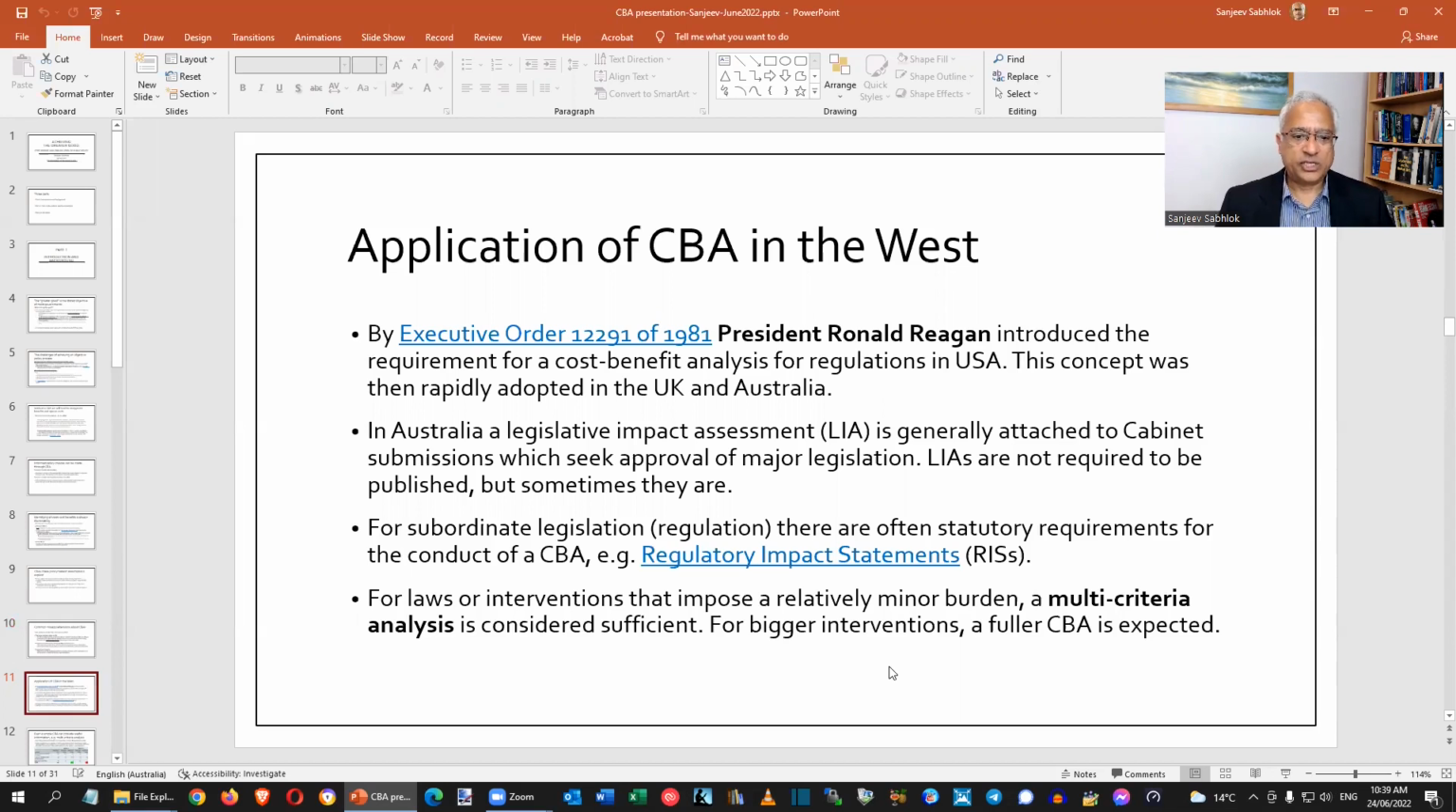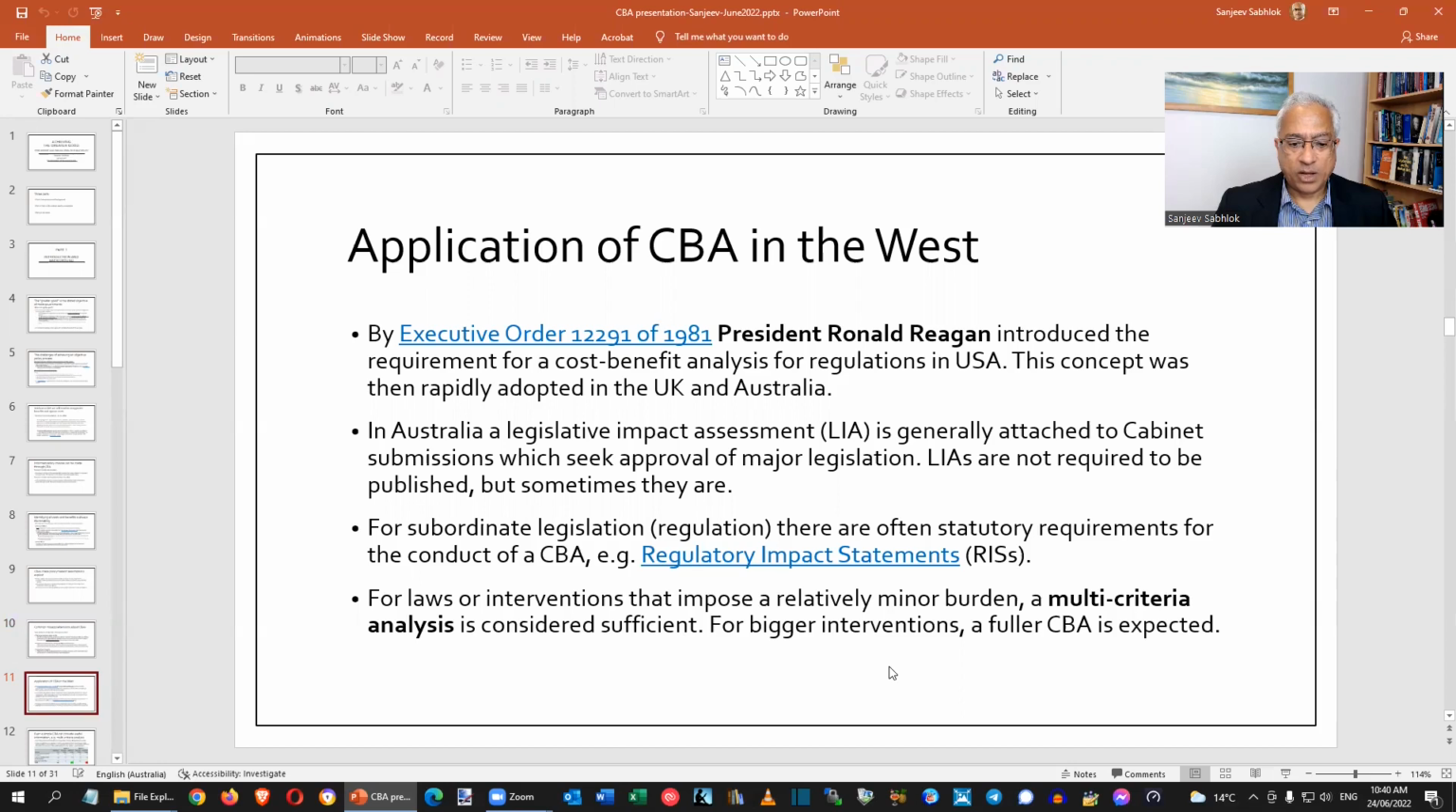In Australia, a legislative impact assessment or something of the sort is attached to a cabinet submission. Whenever there is a major policy change or a legislation, there is a LIA attached. A LIA is nothing but a cost benefit analysis, but it's not required to be published. Sometimes they are published, but just keep in mind that it's a big failure that we don't publish the cost benefit analysis of different legislation in Australia. We should. For subordinate legislation, which is the standard regulation or the rules, there are requirements for the conduct of CBA through a regulatory impact statement.